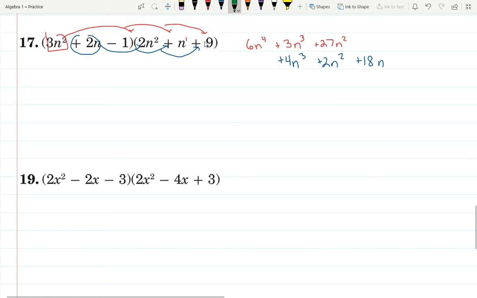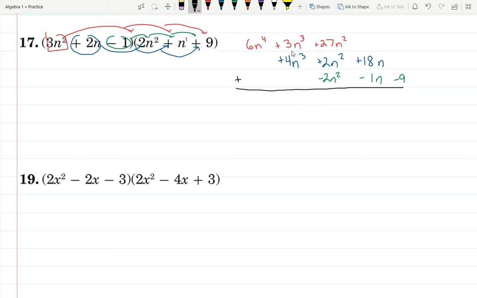And as we add in this third color to deal with this negative 1, negative 1 times 2n squared is a negative 2n squared. Negative 1 times n is a minus 1n. Negative 1 times 9 is a negative 9. And the more organized you can be, if you want to use colors on these, use colors on these. But notice how we have these fourths, thirds, seconds, singles, and then the constants all lined up so we can just combine like terms at the end. It can be very helpful if you can stay organized in your work here.